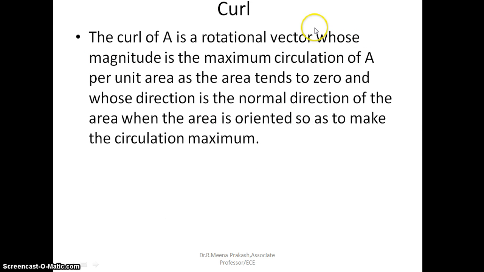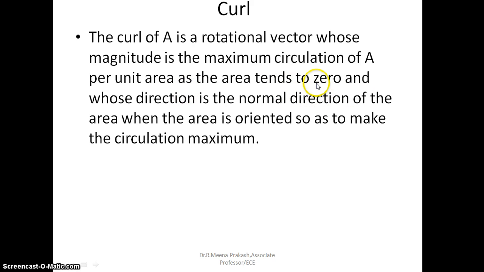Then curl is a rotational field. So curl is a rotational field. The curl of A is a rotational vector whose magnitude, the magnitude of the curl, is the maximum circulation of A. So as we know, it's a circulatory field. So maximum circulation of A per unit area as the area tends to 0.